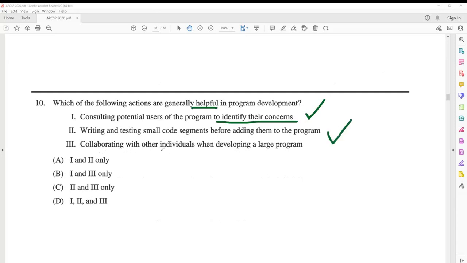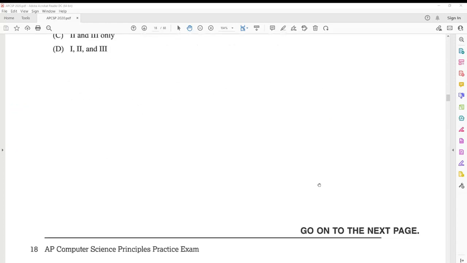Collaborating with other individuals when developing a large program? Yes, you will. So the answer is D. Okay. Any question? We cannot see anything that's not helpful, right? I think all should be helpful.